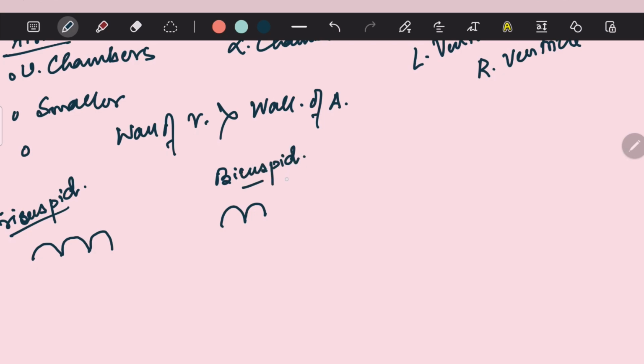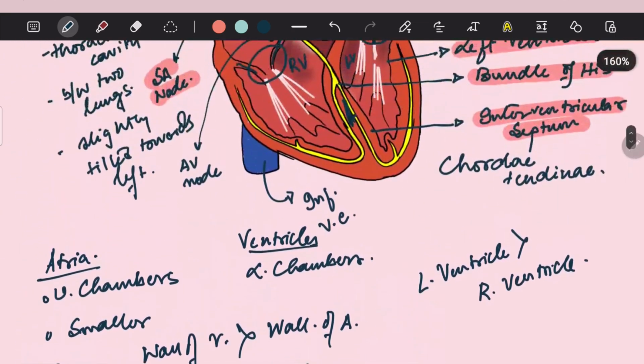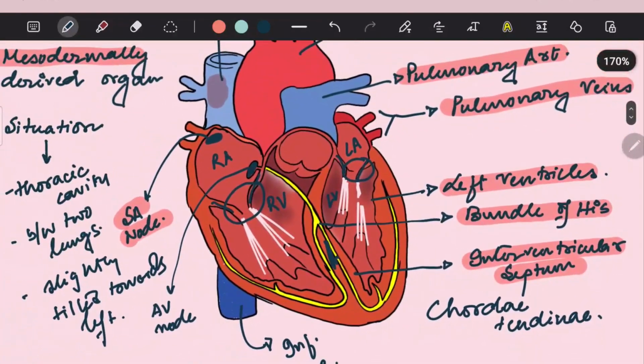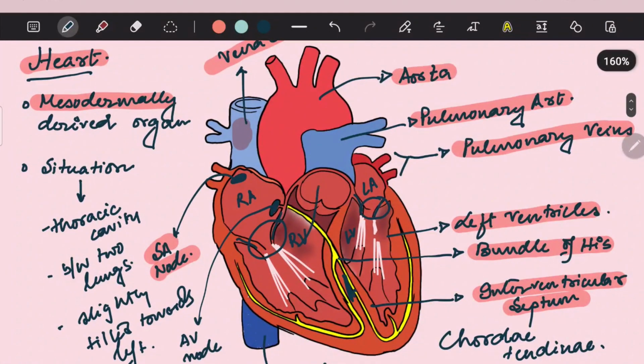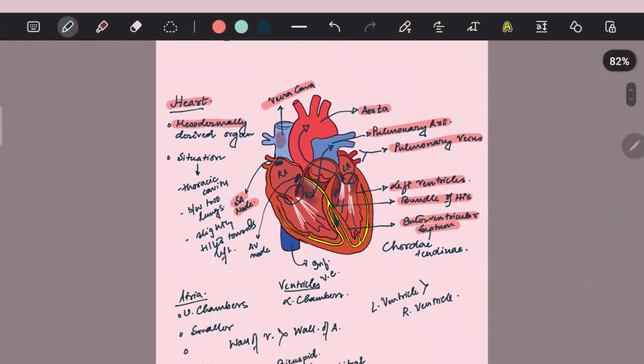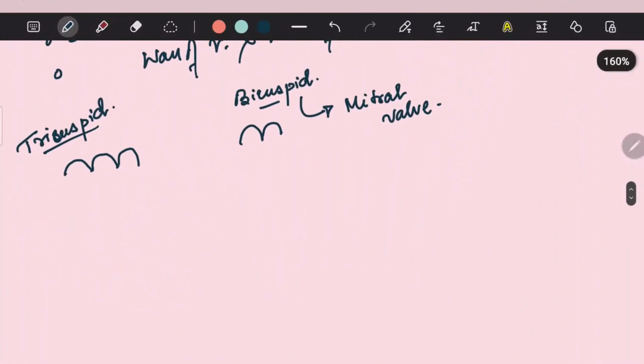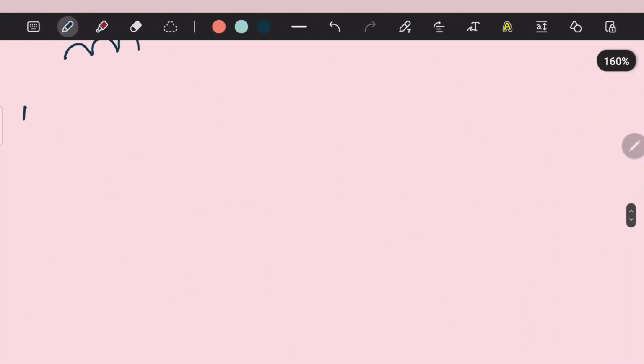The bicuspid valve has a different name, known as the mitral valve. Now, if we see clearly, the opening of the right ventricle is into the pulmonary aorta, whereas the left ventricle opens into the normal systemic aorta. Now, let us see how the heart works.